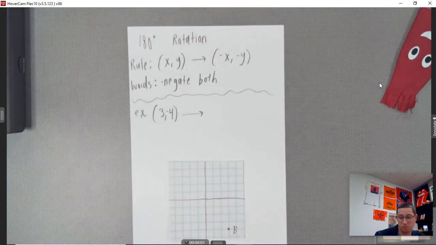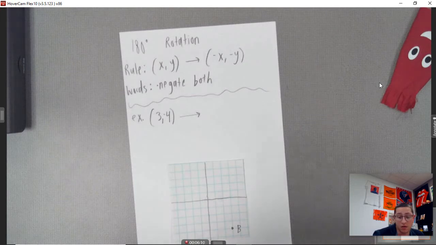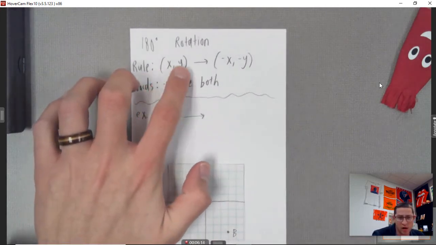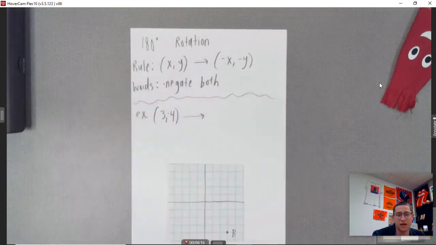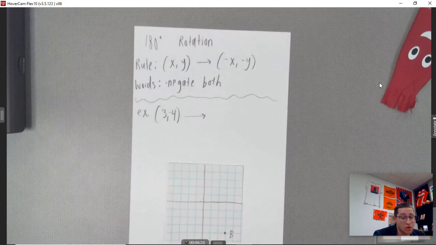These are basically the three most common, the ones that have rules where we can literally just use the coordinates to get our rotation. So the rule: we start off with x comma y, and we now have negative x comma negative y. In words, we're going to negate both. Really just a one-step situation here.